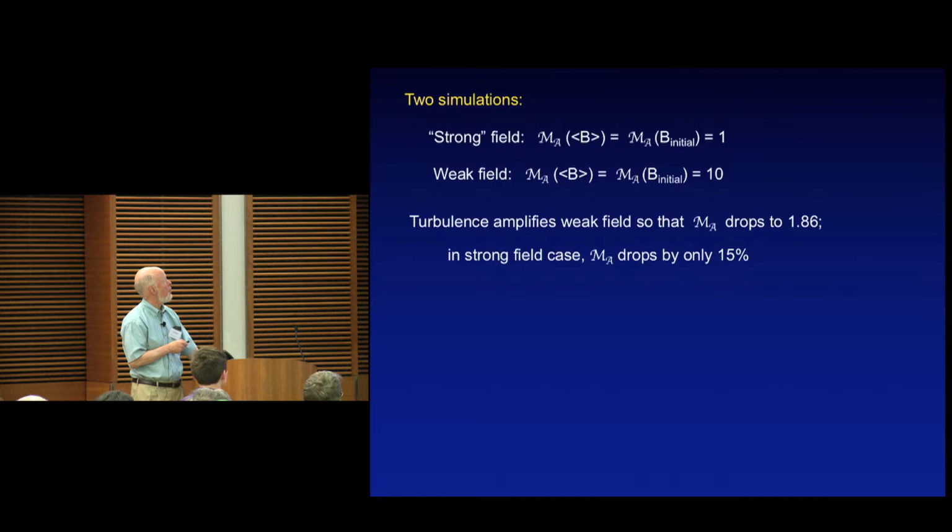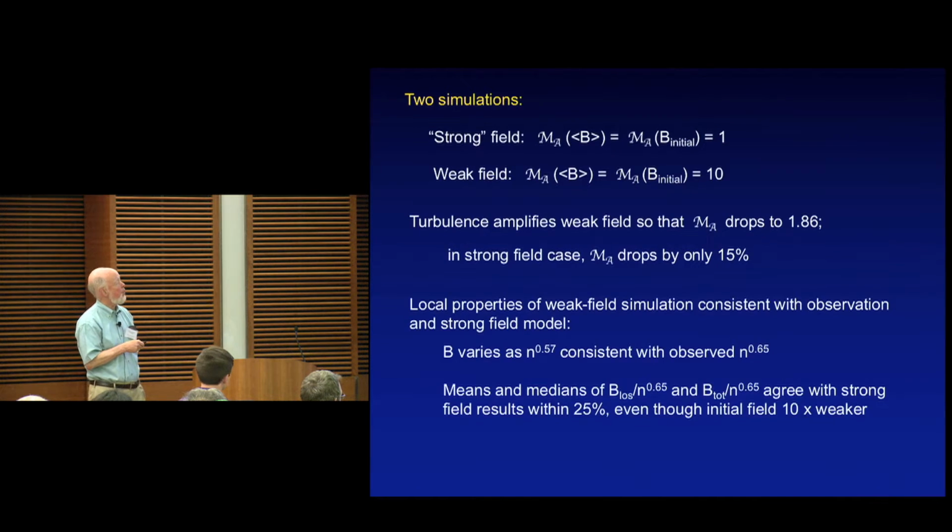because the field was already very strong. So the local properties of the weak field simulation were consistent with observation and with the strong field model. In particular, we found that the magnetic field varied as density to the 0.57, and I didn't write in the error bar, but it was consistent with the 0.65 that was inferred from observation by Crutcher et al. And the means and medians of the line of sight field and the total field normalized to the density to the 0.65 agreed within 25% between the weak and strong field simulations, even though the initial field was 10 times weaker.